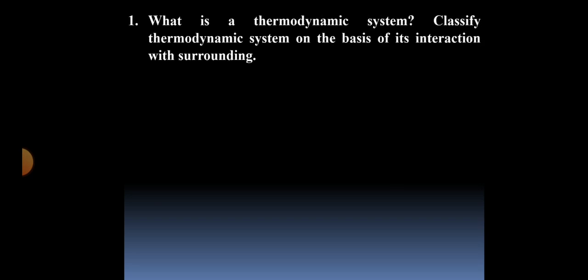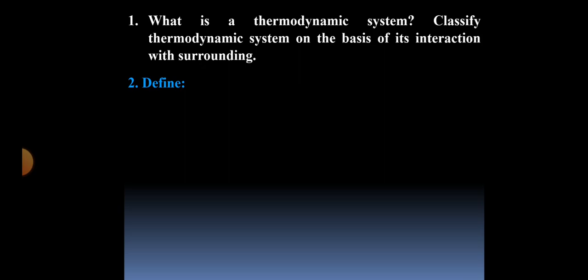First important question of this chapter is, what is a thermodynamic system? We have to define a thermodynamic system, then classify thermodynamic systems on the basis of their interaction with surroundings. So closed system, open system and isolated system, we can differentiate between them.